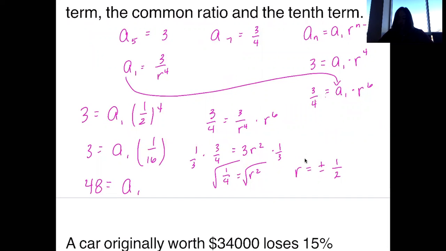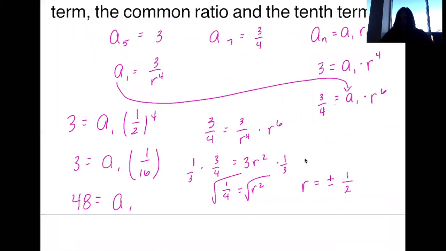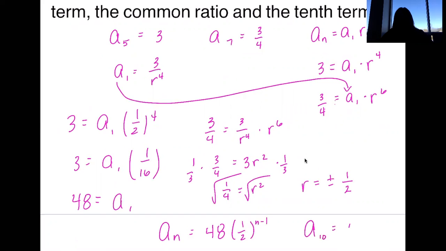To find our general equation here, we would say a sub n equals 48 times, it's not r, sorry, it's our 1/2, to the n minus 1 power. So to find a sub 10, it would be 48 times 1/2 to the 9th power. And you would just type that in the calculator.